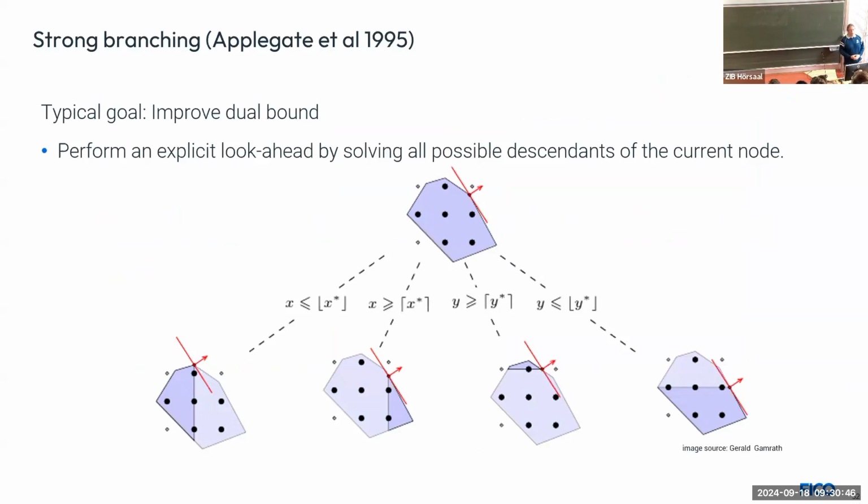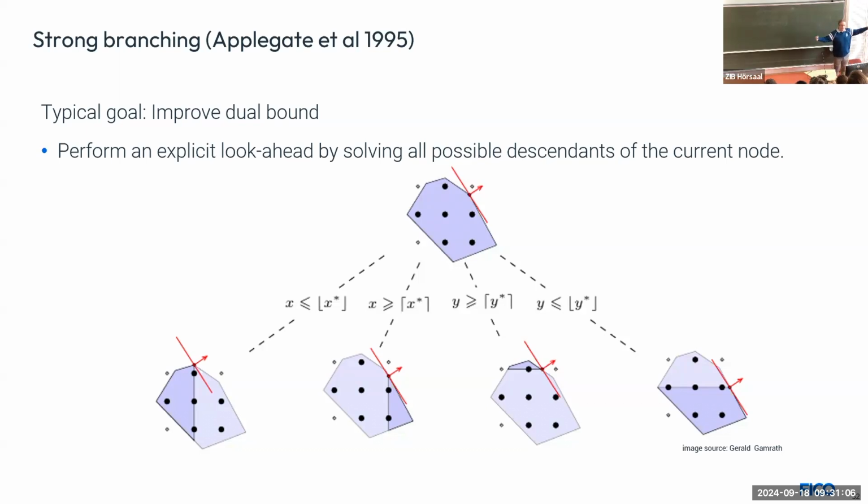How can you ensure that this happens? Well, you just compute it beforehand and then select the best option. So in strong branching, for all your branching candidates, here this would be 2 because this is slightly off integer, you would create the 2 subproblems for each of the fractional variables.